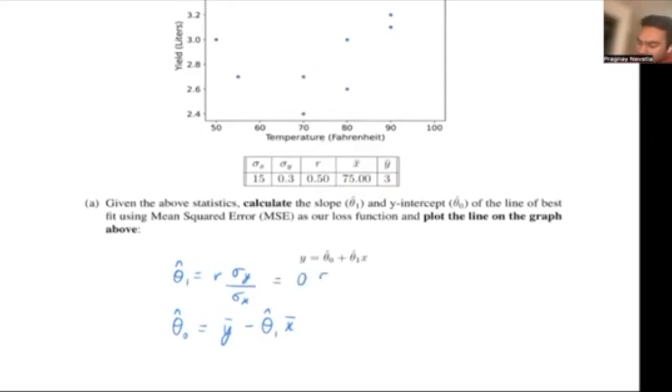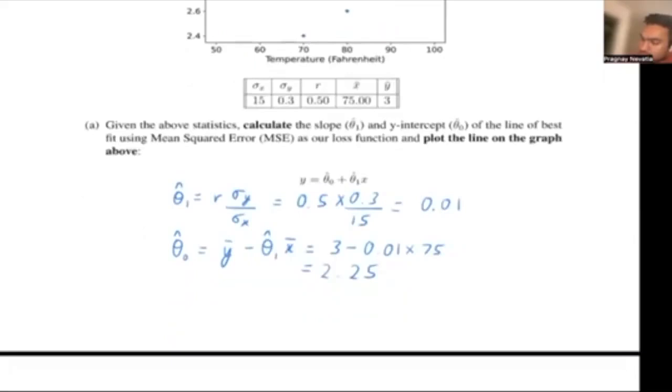So theta 1 is just 0.5 times 0.3 over 15. And this turns out to be 0.01 very nicely. So theta 0 is y bar, which is 3, minus 0.01 times 75. So this is 2.25. So essentially, I'm just going to write this in a different color: y is equal to 2.25 plus 0.01x. Okay, so that's your line of best fit.